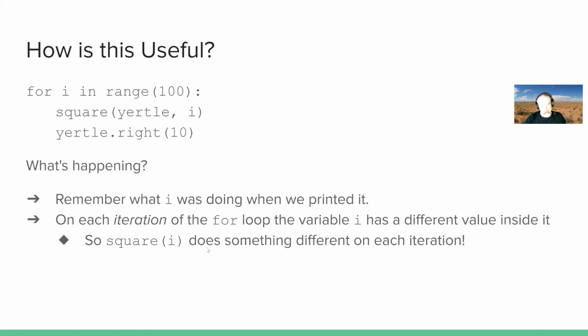Right, so this is basically what I just said. For each iteration, i has a different value. So square(i) does something different at each iteration. So you'll have a different size box during each iteration, a progressively bigger and bigger box until you get to a box of size 99.